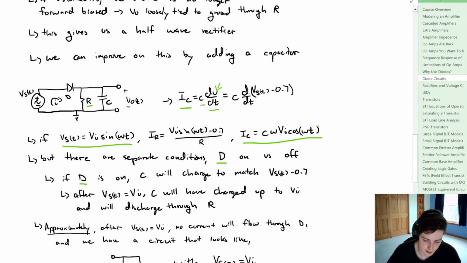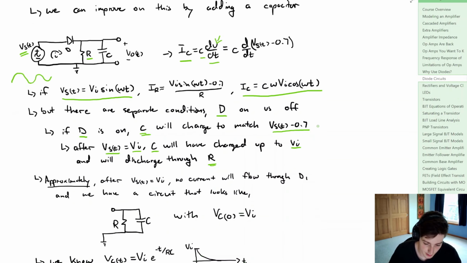Now if the diode is conducting, what's going to originally happen? Well, the capacitor C is going to try to charge up to match our source voltage minus that diode drop. And after our source voltage gets to some peak, the capacitor will be charged up to that input voltage amplitude, but it will want to try to discharge through R. Why is that? Well, because this AC voltage is going to be cycling through, so it's going to be decreasing and increasing and decreasing and increasing. So approximately, after that source voltage gets to some peak value, no current will want to flow through D1.